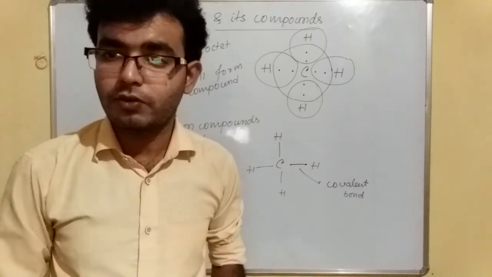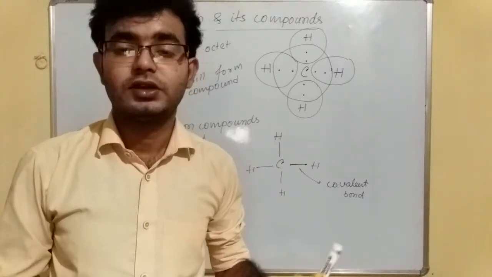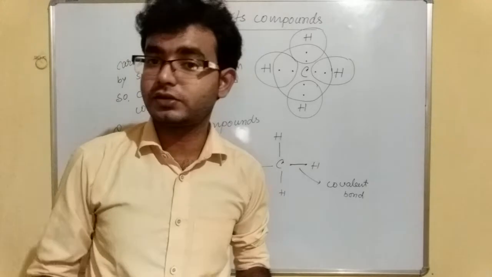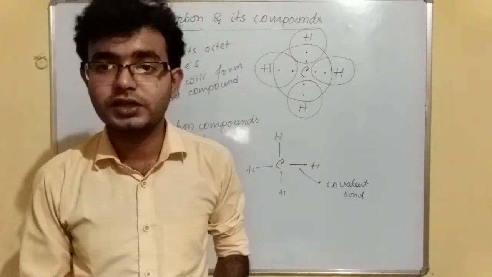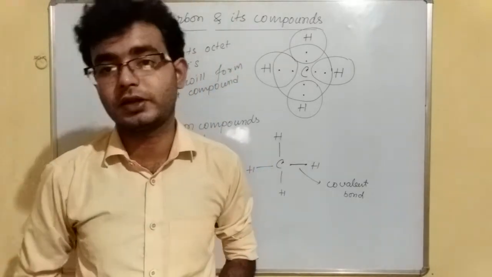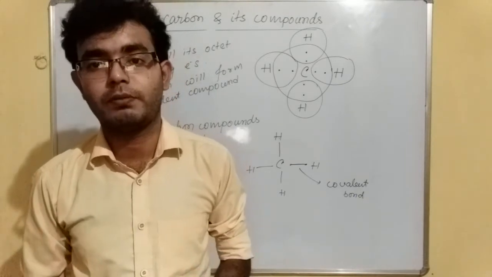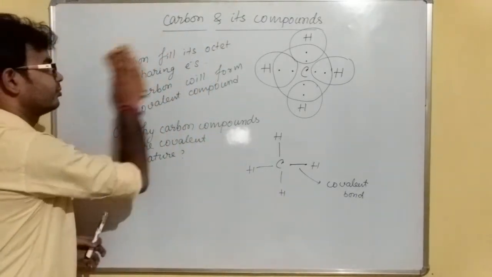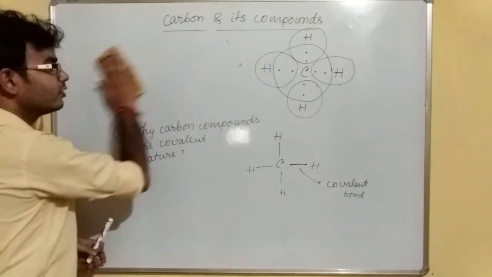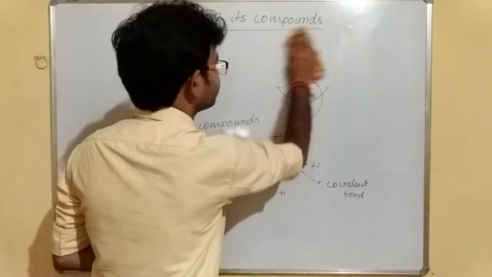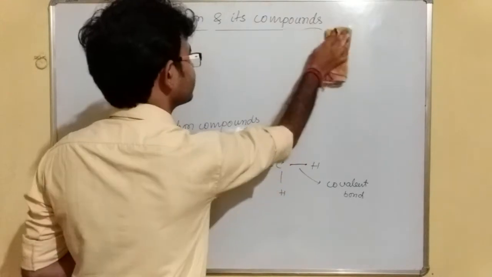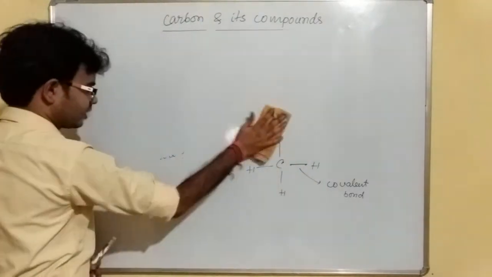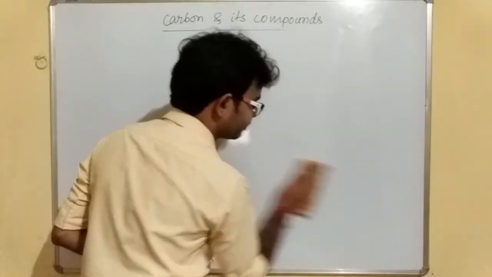The bond that is formed due to the sharing of electrons is called a covalent bond, and the compound that is formed due to the formation of a covalent bond is called a covalent compound. So carbon compounds are covalent in nature. Remember this one, carbon compounds are covalent in nature. ठीक है, समझ में आ गया? कार्बन कंपाउंड कोवैलेंट क्यों होगा?